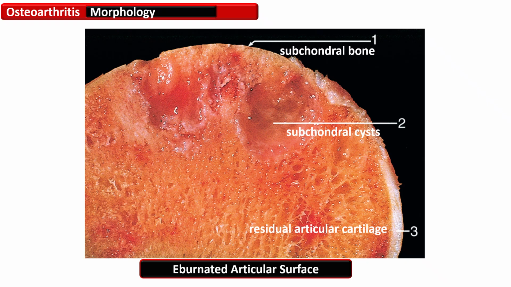This is the gross appearance of the joint articular surface that is showing eburnation. On your extreme right, there are some remnants of the articular cartilage, and two evident subchondral cysts are there.